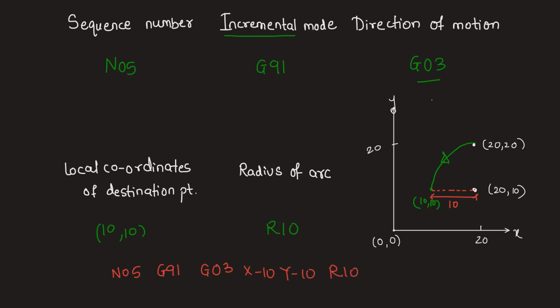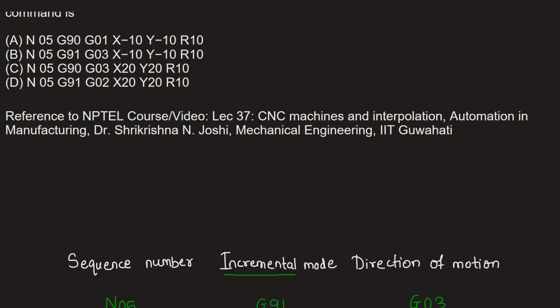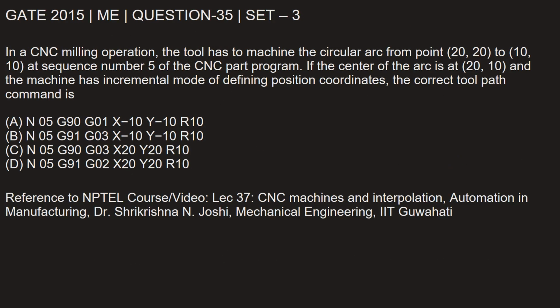Let's go back and mark the correct option which has this path command. So we can see here N05, G91, G03, X10, Y10, R10 is given in option B. Option B is the correct path command.